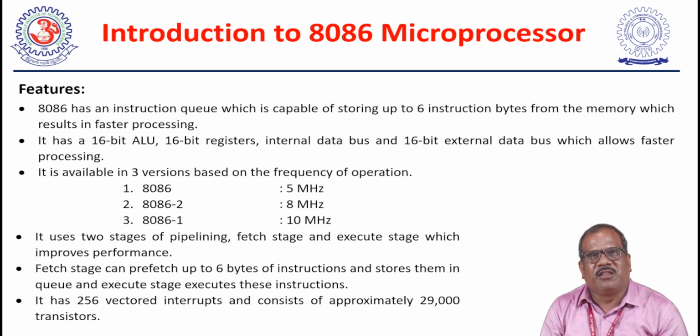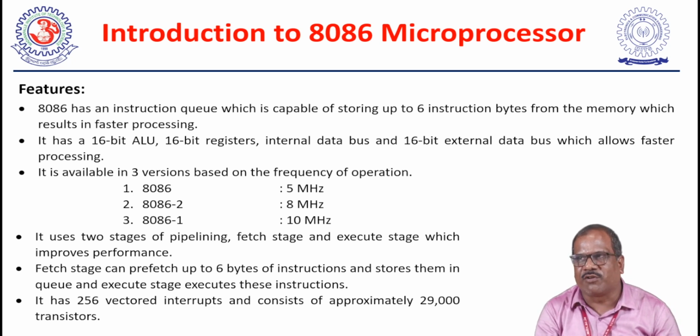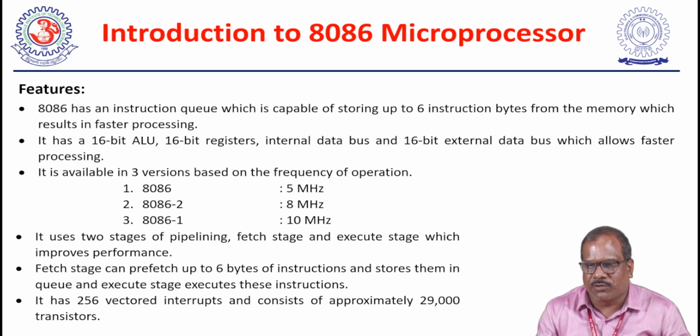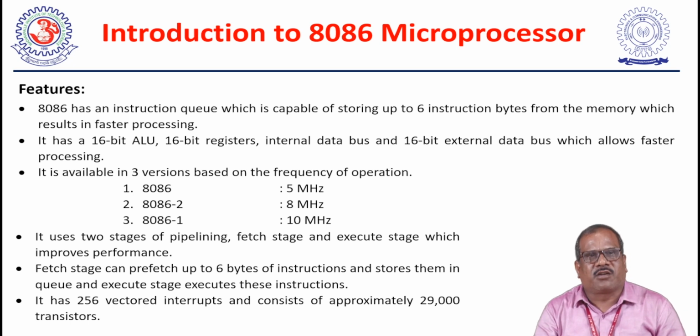It is available in 3 versions, 8086, 8086-1, and 8086-2, based only on the operating frequency. The 8086 requires a 5 MHz clock frequency, the 8086-1 requires 10 MHz, and the 8086-2 requires 8 MHz.